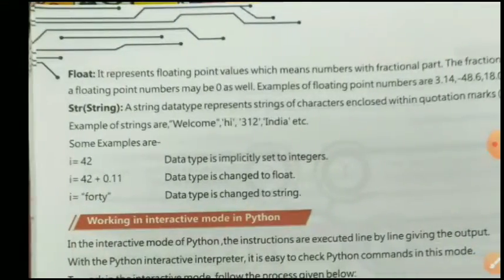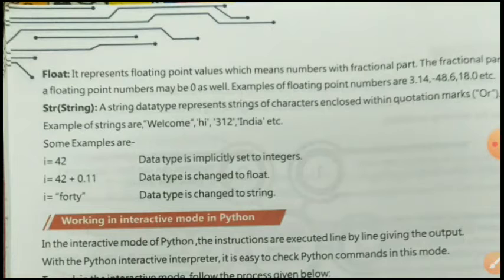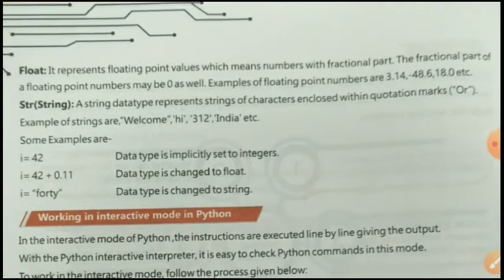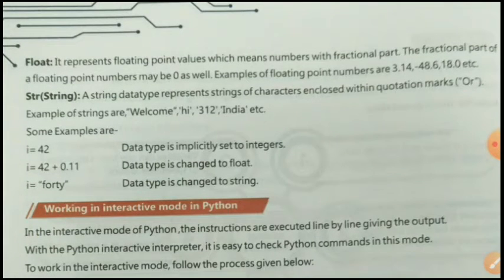Next is float. It represents floating point values, which means numbers with a fractional part. The fractional part of a floating point number may be 0 as well. Examples of floating point numbers are 3.14, minus 48.6, or 18.0, etc.